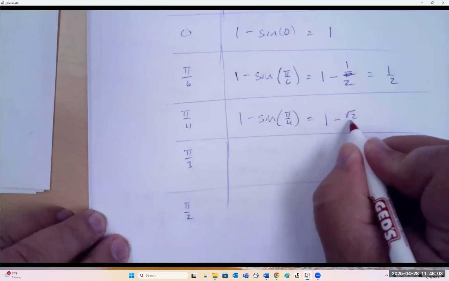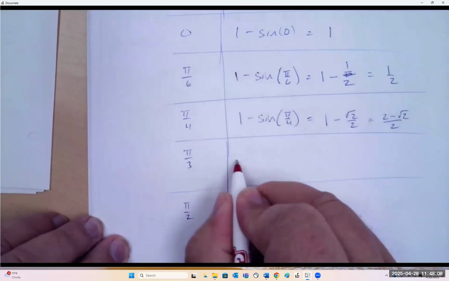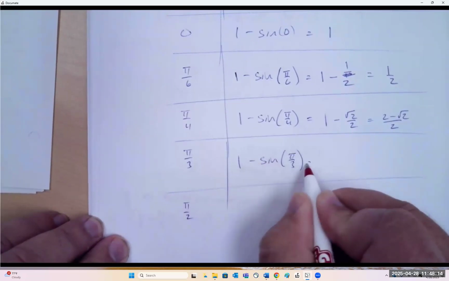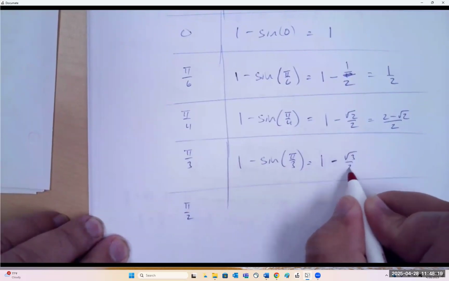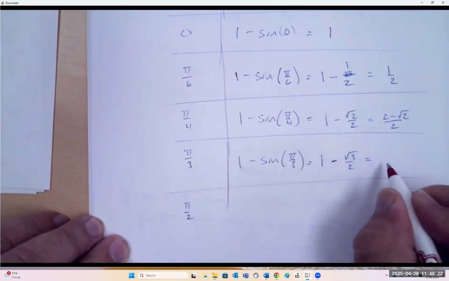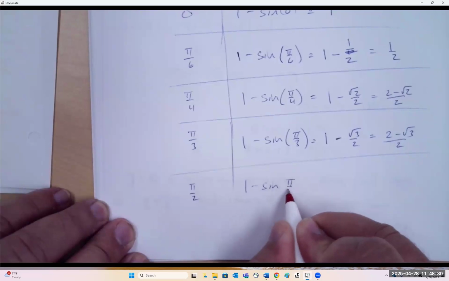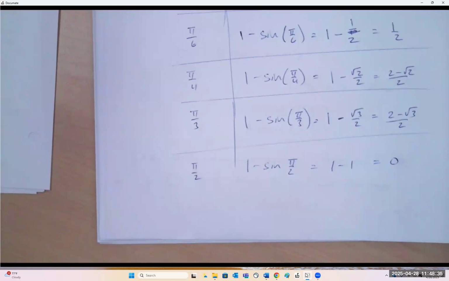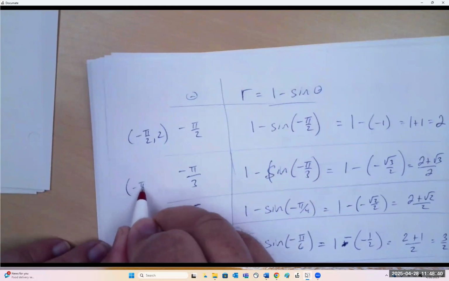1 minus radical 2 over 2. 1 minus sine pi over 3, 1 minus radical 3 over 2. 1 minus sine pi over 2 equals 0. So now all these points.